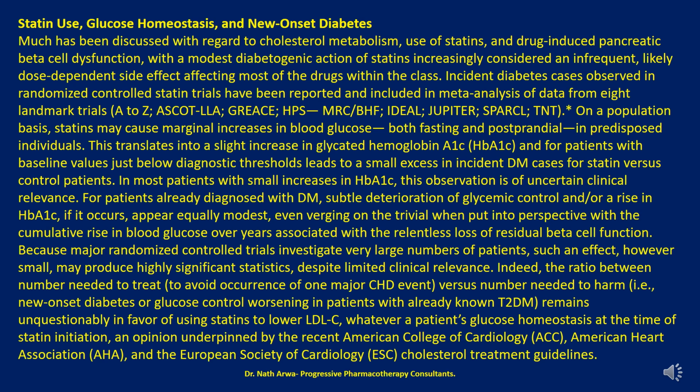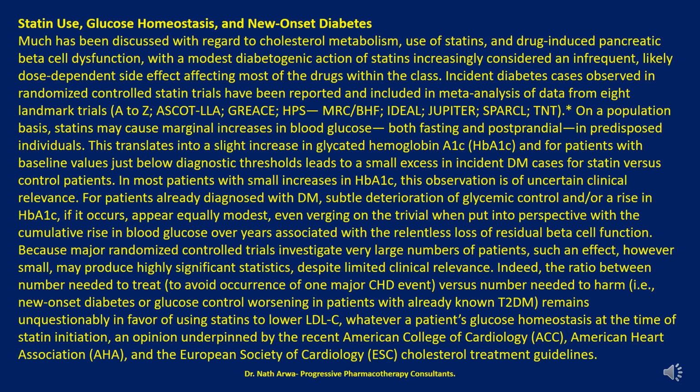SPARCL, TNT. On a population basis, statins may cause marginal increases in blood glucose, both fasting and postprandial, in predisposed individuals. This translates into a slight increase in glycated hemoglobin A1c, and for patients with baseline values just below diagnostic thresholds leads to a small excess in incident diabetes mellitus cases for statin versus control patients. In most patients with small increases in glycated hemoglobin A1c, this observation is of uncertain clinical relevance.